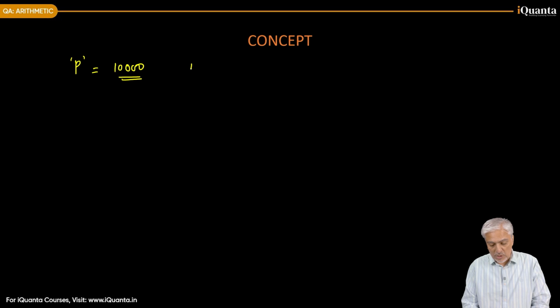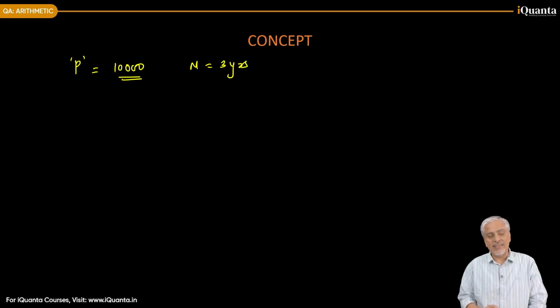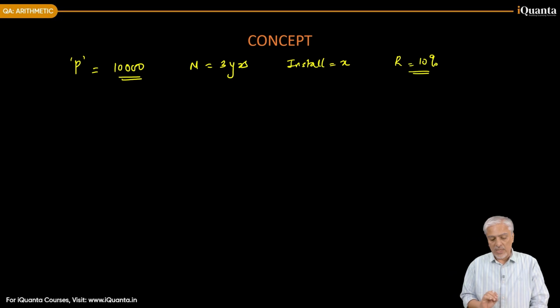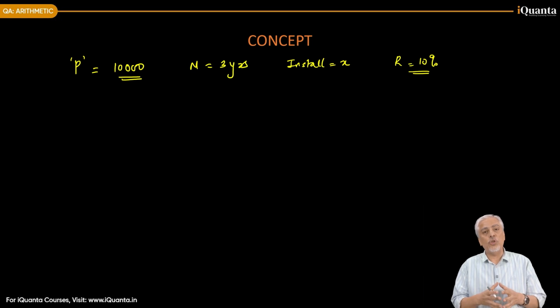So the number of years we are looking at is 3 years in this question. And we have to find the installment amount. We'll call that X, suppose. And the rate is given as 10% per annum compounded annually. Now, how do you do such a question? See, remember 10,000 is what you borrowed today, which means all the amount, which is 10,000 plus all the interest, was actually payable after 3 years.